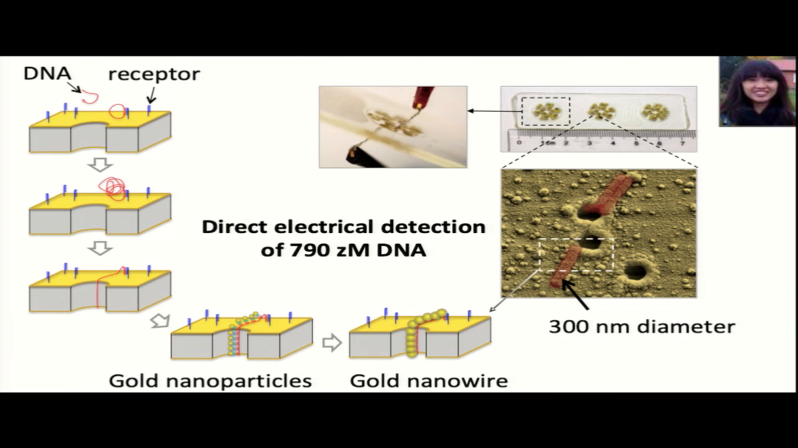These blue guys, they are DNA receptors, and they will very specifically, if the DNA of interest is there, bind to these blue receptors that I put on the surface. So I can capture my DNA of interest on the surface. But still it's far too short, 50 nanometer.